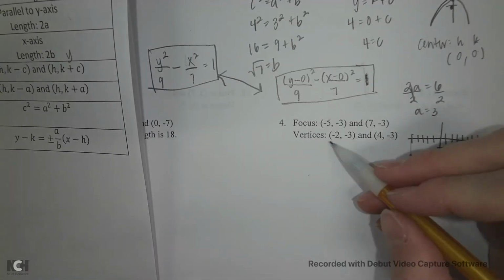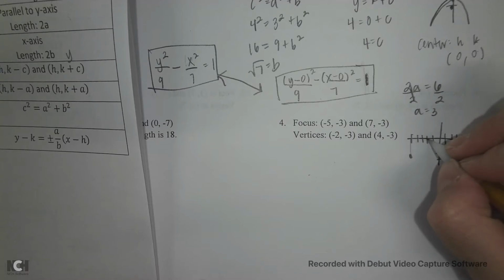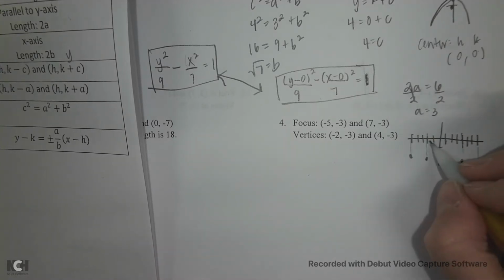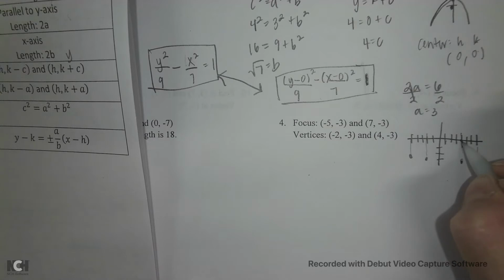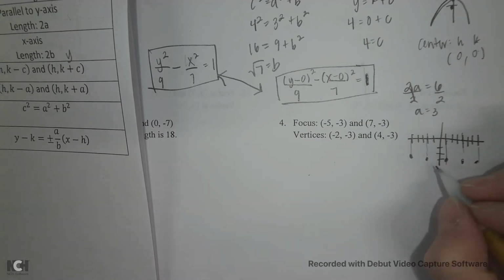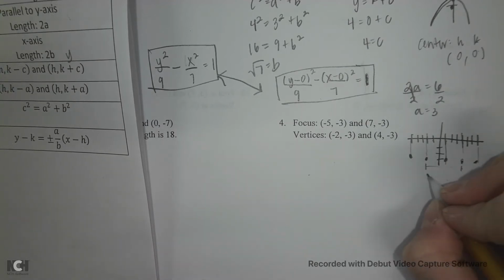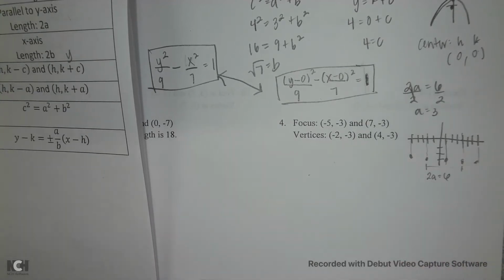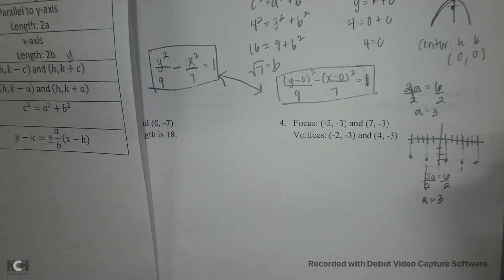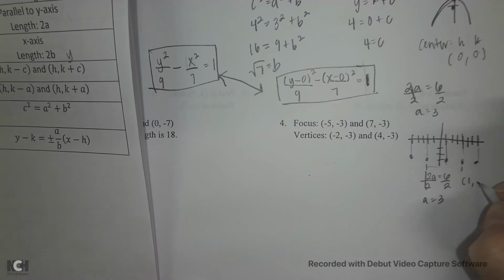Alright, so then I have my vertices, (-1, -3) and (4, -3). So let's see what that is. So that means that my center is at 1, 2, 3, 4, 5, 6. So 1, 2, 3, here's my center, halfway in between my vertices. And in fact, my two vertices give me my 2a length, which we just counted was 6. So I got a lot of information from just drawing my picture. So my a is 3, and my center is at (1, -3).